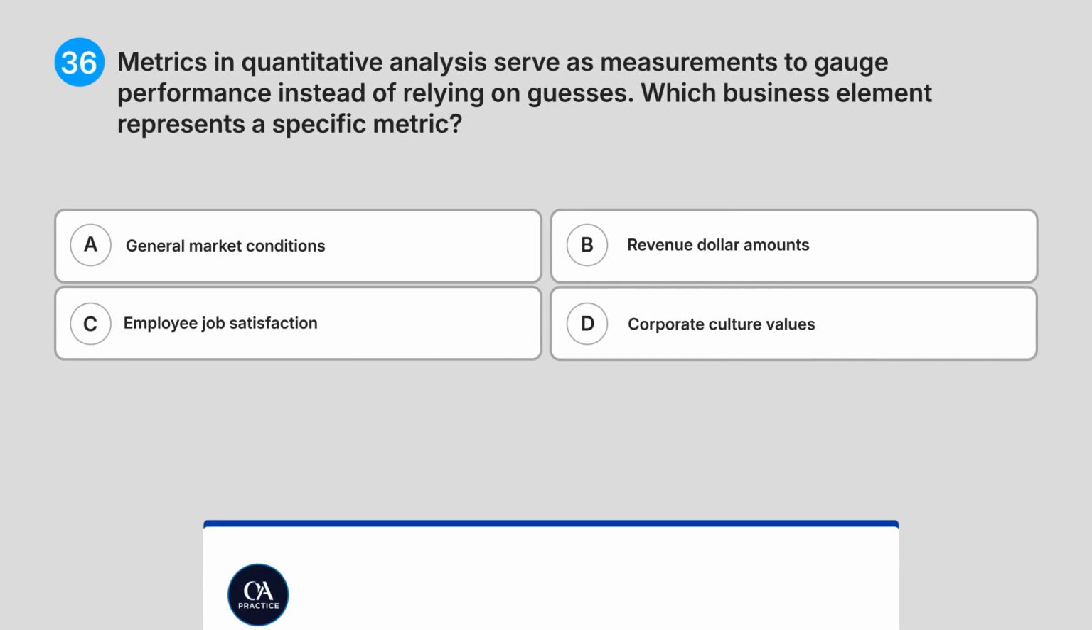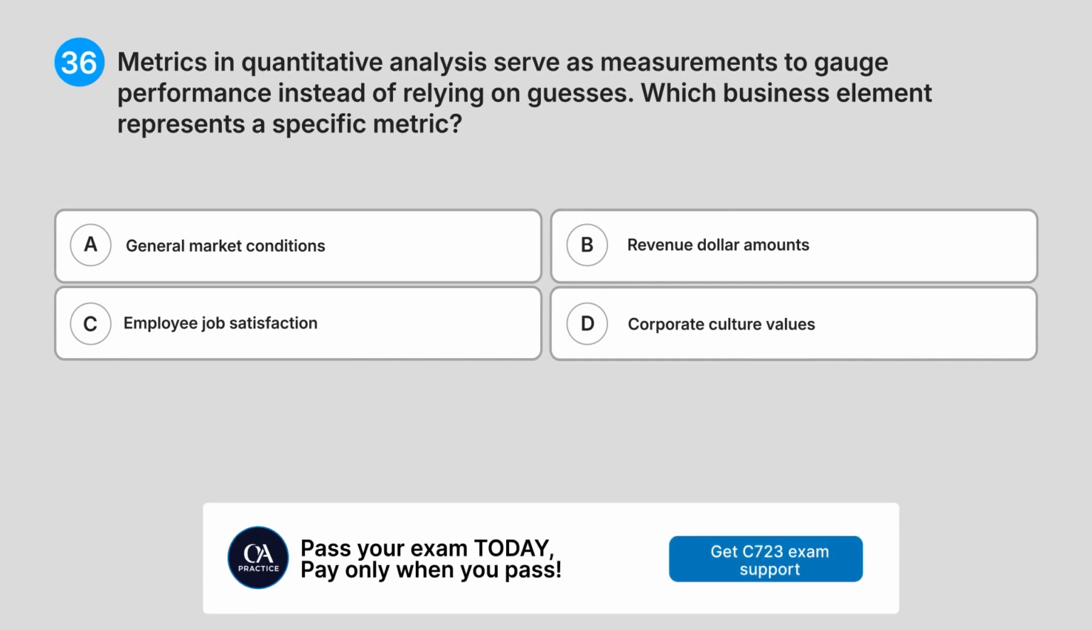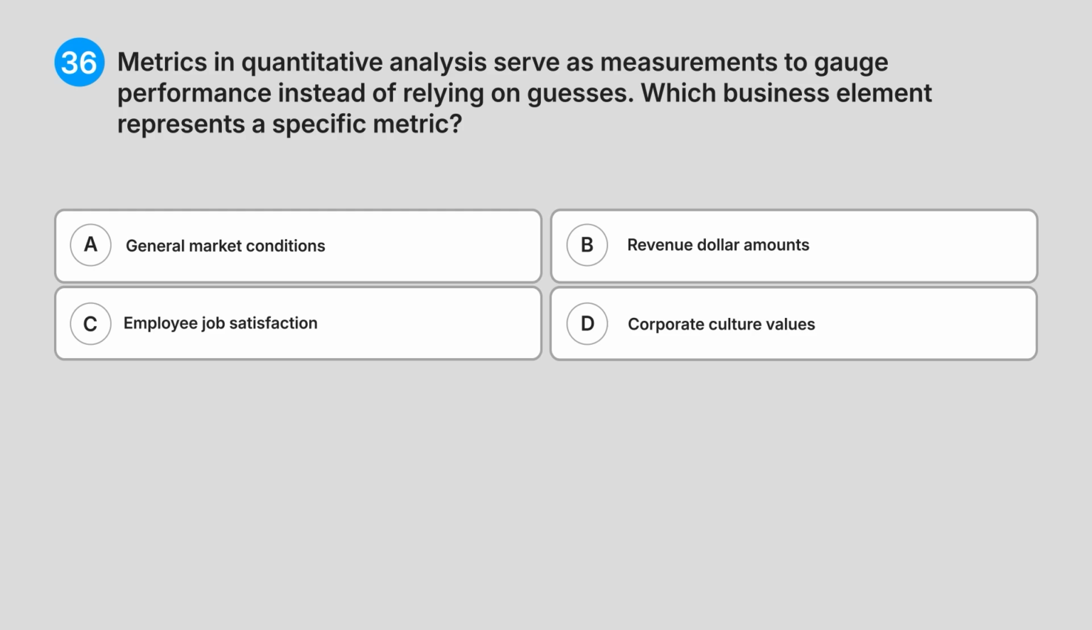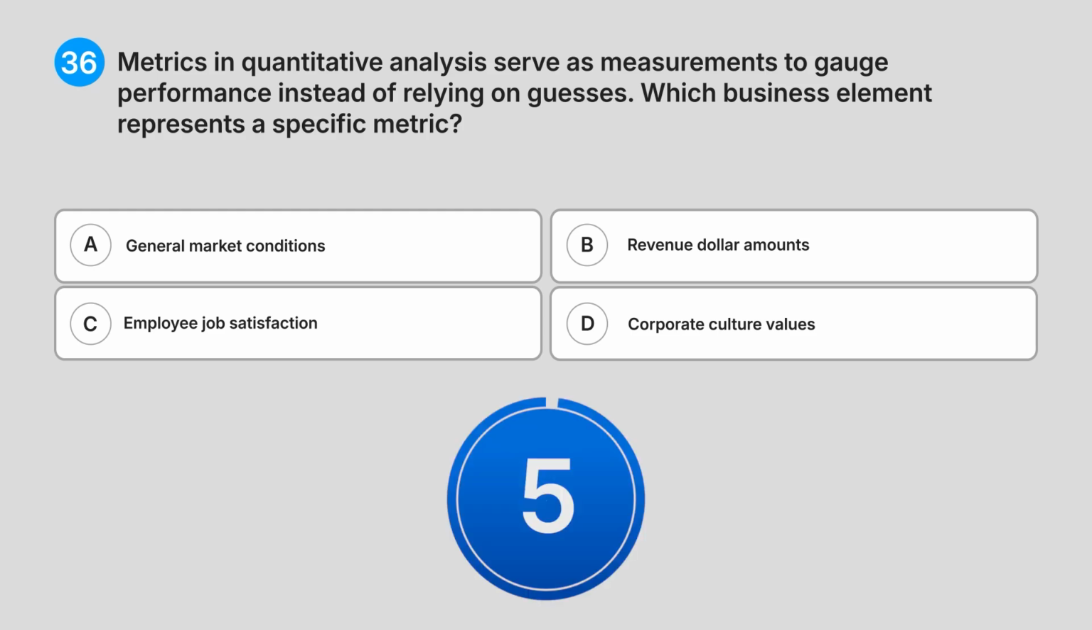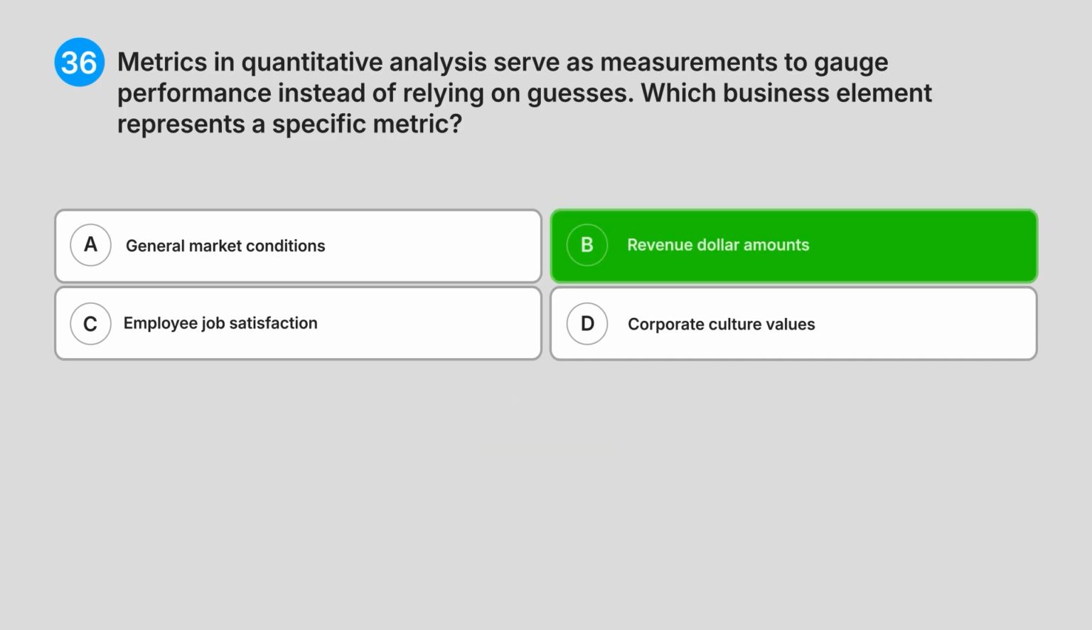36. Metrics in quantitative analysis serve as measurements to gauge performance instead of relying on guesses. Which business element represents a specific metric? A. General market conditions. B. Revenue dollar amounts. C. Employee job satisfaction. D. Corporate culture values. Do you know the answer? Correct answer, B, revenue dollar amounts.